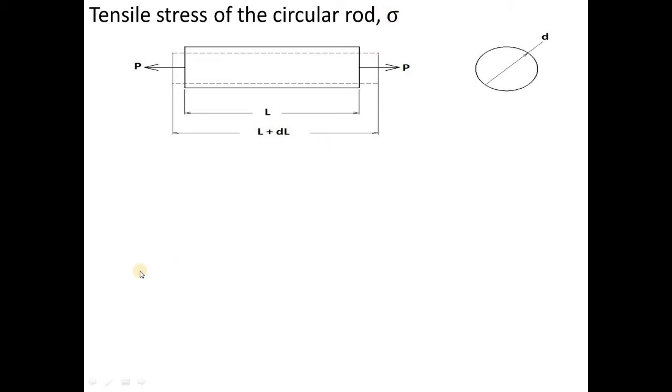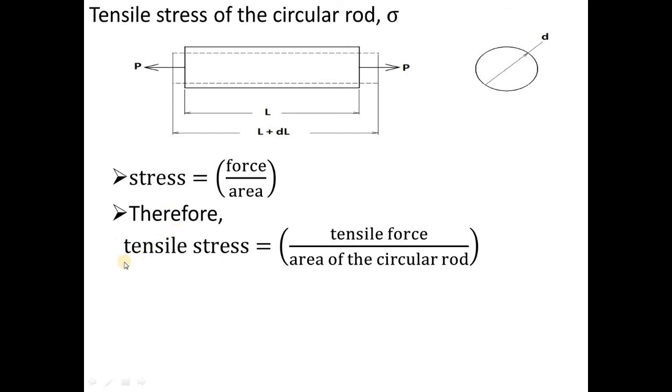Generally, the basic formula for stress is force by area. So here tensile stresses are developed. Therefore, the formula for tensile stress will be tensile force divided by area of circular rod. So the tensile force here is P and the area of circular rod is pi by 4 into d square. So the next step will be sigma is equal to P whole divided by pi by 4 into d square.